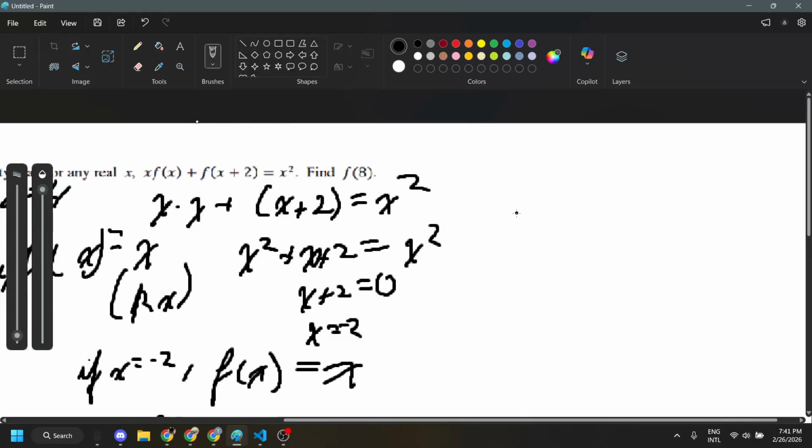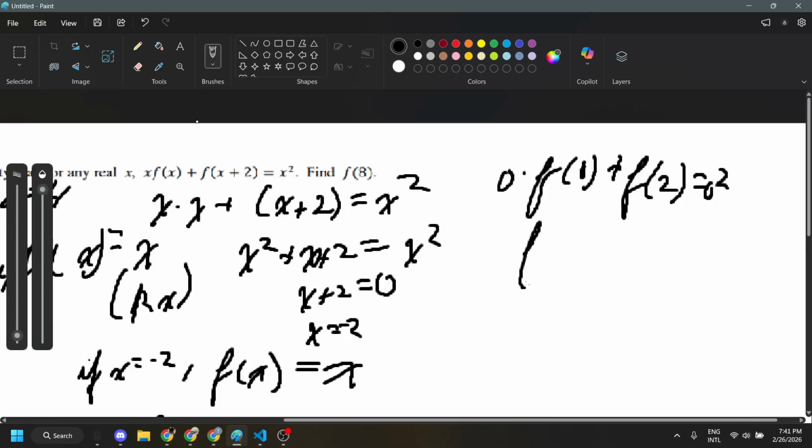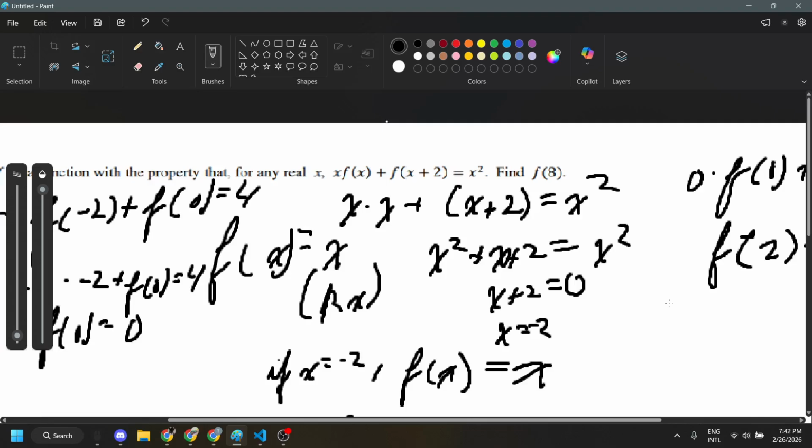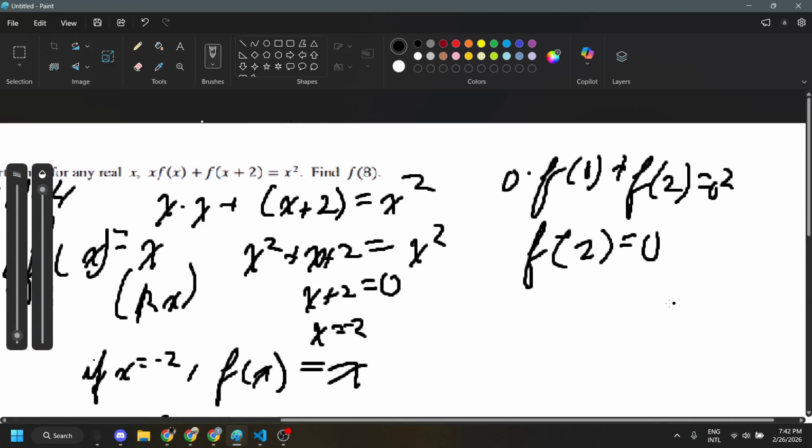The other thing it said to do was plug in 0. So if we plug in 0 into this equation, 0 times f of 0 plus f of 2 is equal to 0 squared. So here we get f of 2, oh my gosh, f of 2 is equal to 0. And I think because we have two things, now we can just figure it out, I think.